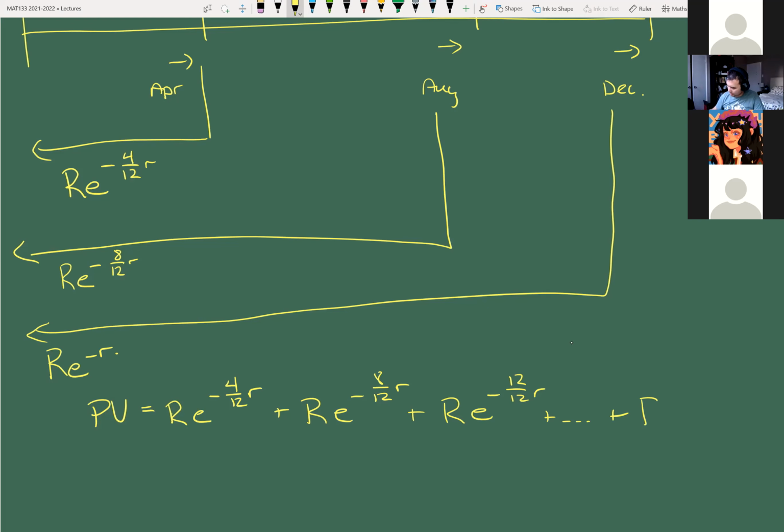As Curdy said, the last one occurs in the 44th month, right? We're going to pull that back, e to the negative 44/12 r, like that. Does everyone agree that's the last payment?